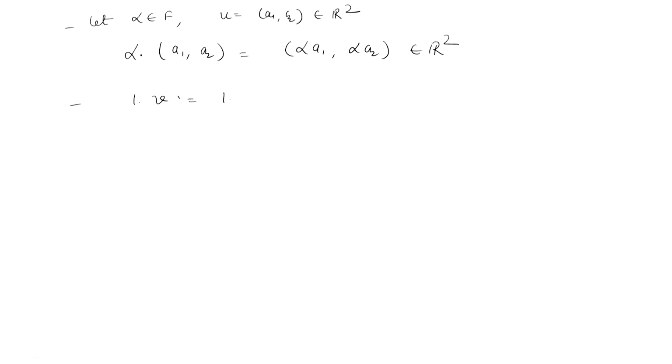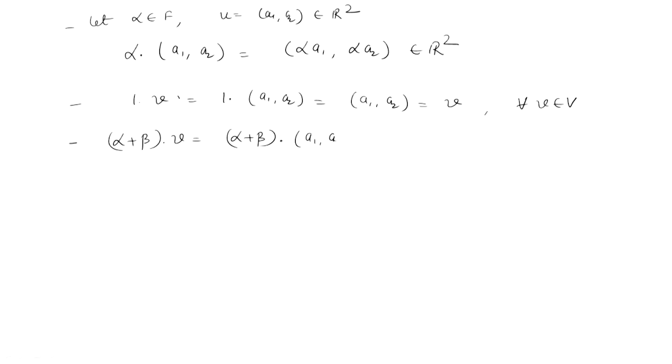Now, the next property is you take 1 dot V, that means 1 dot A1 A2, which by the definition is again A1 A2, that is V. So, 1 dot V is equal to V for every V in V. That means the second property holds. Now, if you take alpha plus beta dot V, V here is A1 A2. So, it is alpha plus beta A1 by the definition, alpha plus beta A2.